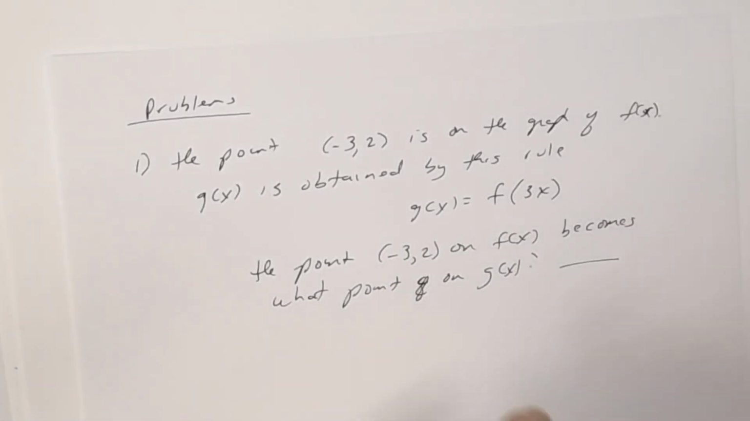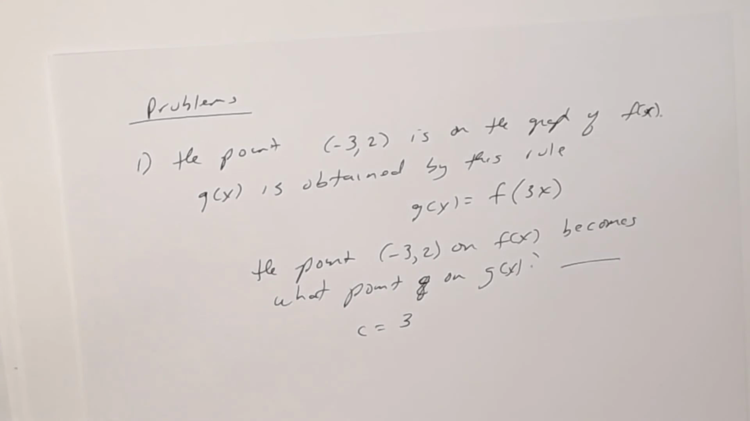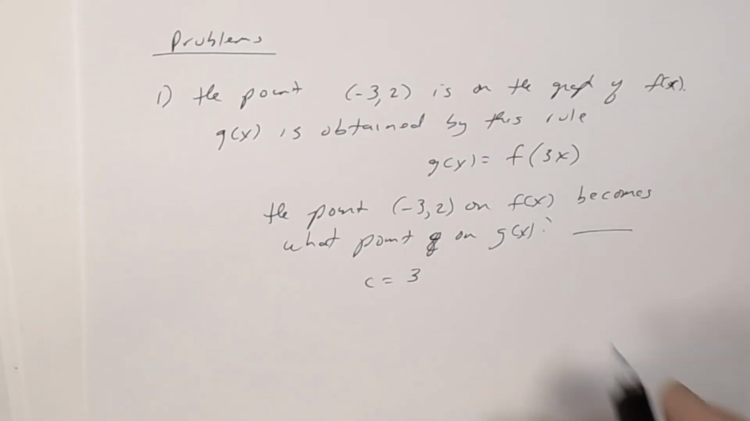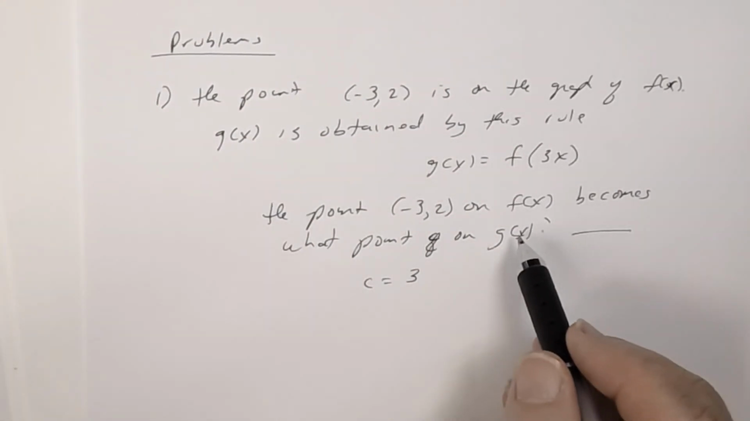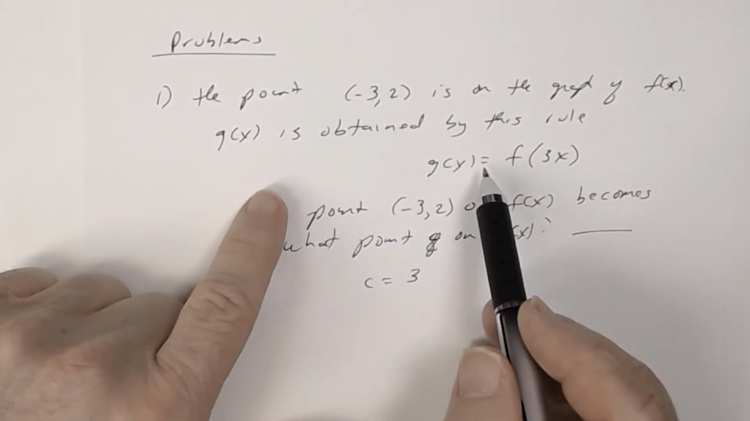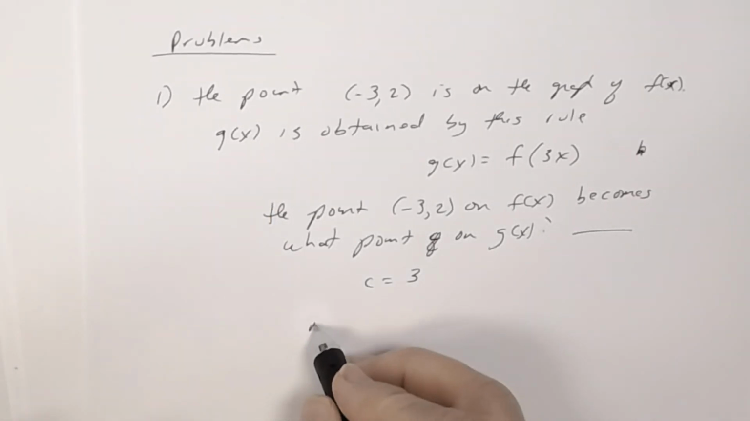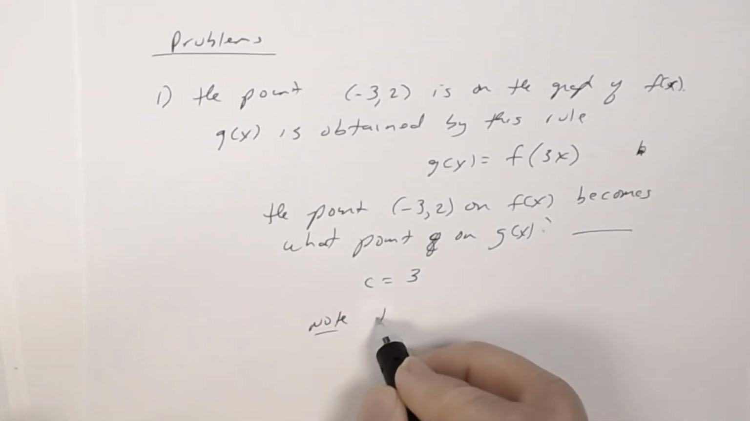All right? So first of all, you have to figure out what c is. So c in this case is what? c is 3, right? Okay. So then you have to remember our rule. Our rule says that whenever we transform horizontally, so this is a horizontal transformation, you need to know that.